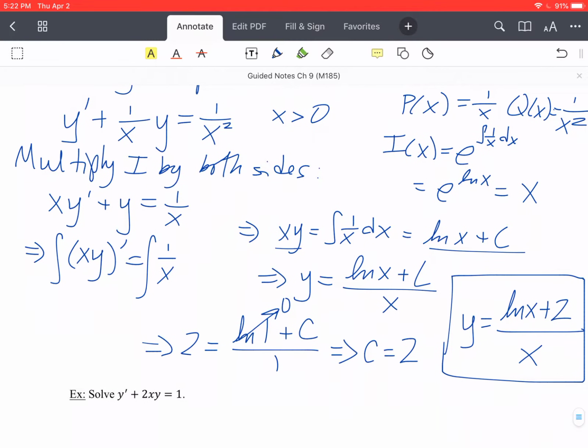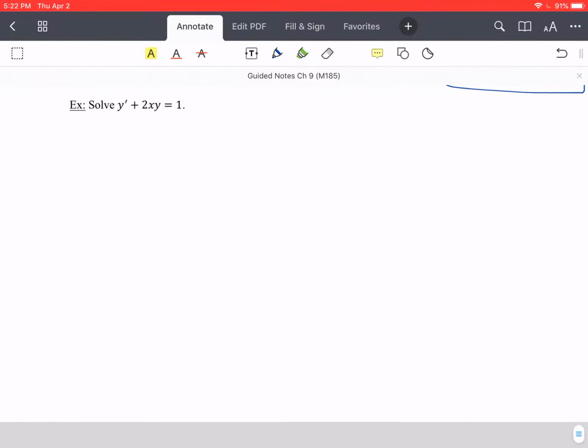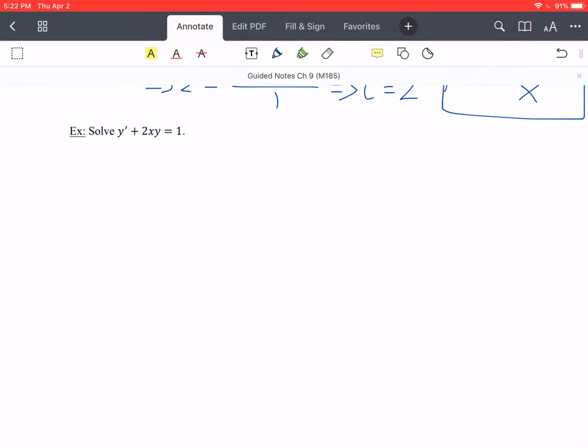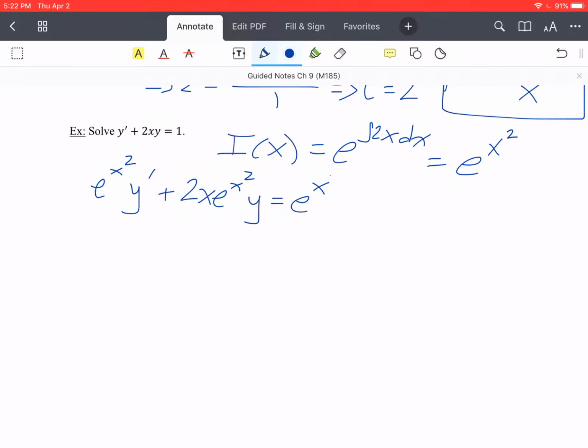Right. So let's look at one more. So again, just utilizing this same process. So we have y prime plus 2xy equals 1. So let's first find I of x. That's going to be e to the integral of 2x dx. That's just going to be e to the x squared. So we're going to multiply that by both sides. So we get e to the x squared times y prime plus 2x e to the x squared times y equals e to the x squared.